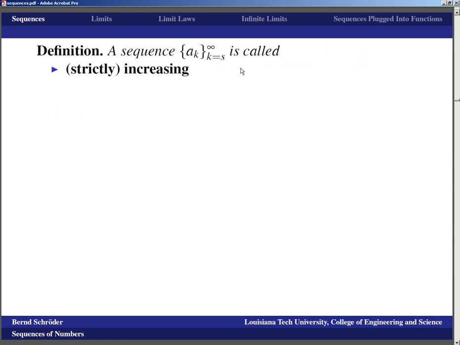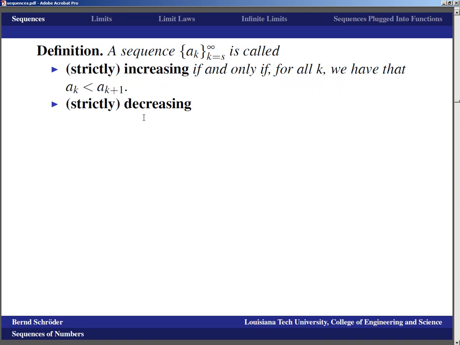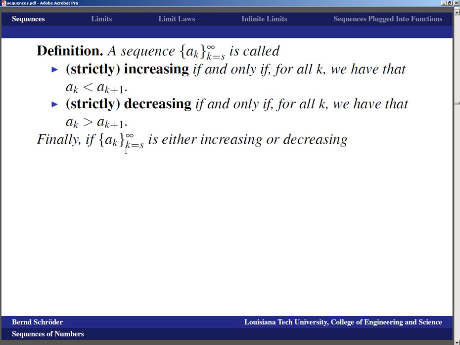Okay, finally another definition. We will call a sequence strictly increasing if and only if for all k we have that a_k is smaller than a_(k+1). So that's something where the next number is always greater than the previous number, and sensibly we call that increasing. A sequence is called strictly decreasing if and only if for all k we have that a_k is greater than a_(k+1), so whenever the next number is smaller than the previous number. And if the sequence is either increasing or decreasing, then that sequence is also called monotonic or strictly monotonic.